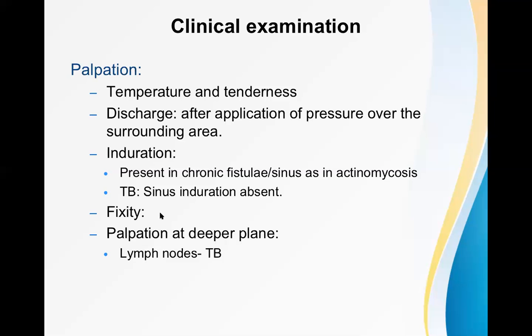Don't forget to palpate the deeper plane, and you can feel a lot of lymph nodes in case of tuberculosis, and many of those lymph nodes are matted. The borders of these lymph nodes are attached to each other. This is called matted lymph nodes. This is a hallmark of lymph node tuberculosis. So we can get this type of information by palpation.